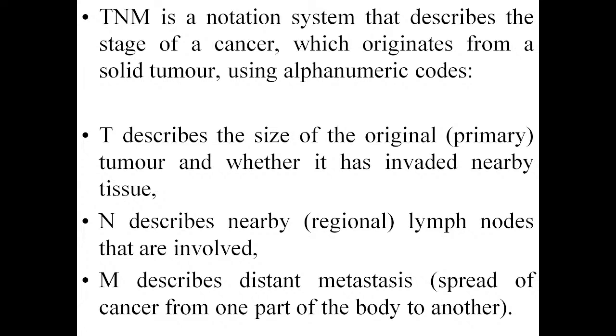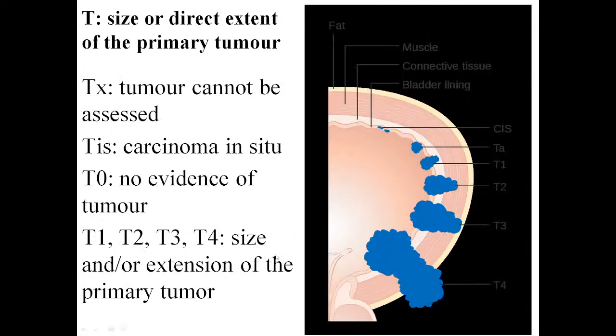N, letter N, describes the nearby regional lymph nodes that are involved. And letter M describes distant metastasis, spread of cancer from one part of the body to another. In the slide we can see the first characteristic of TNM classification, letter T.